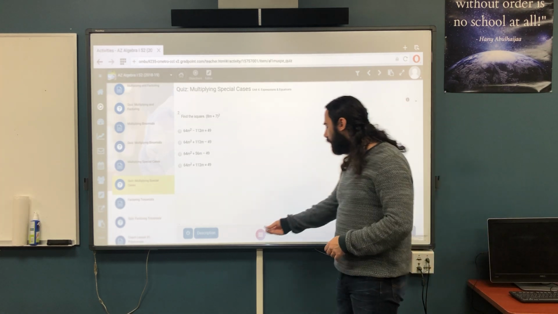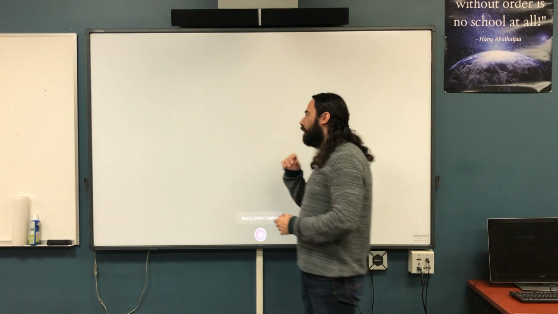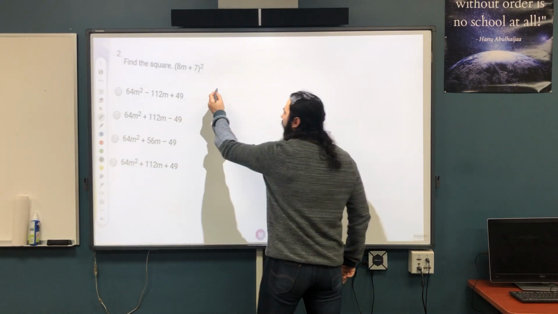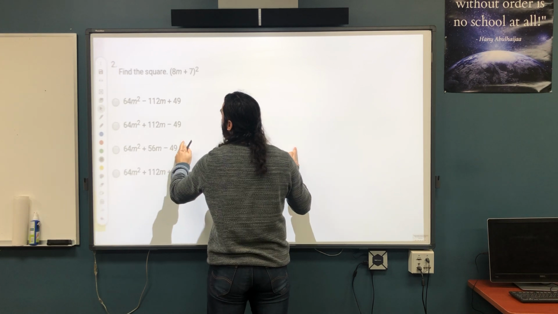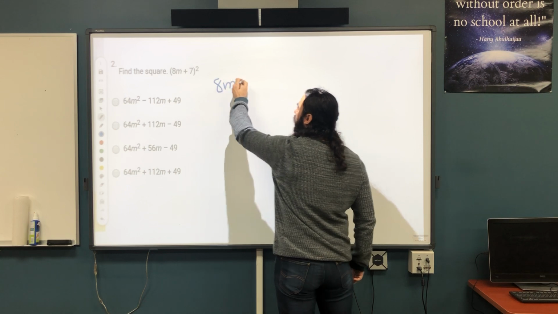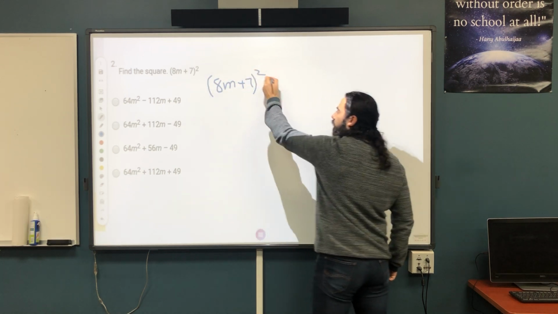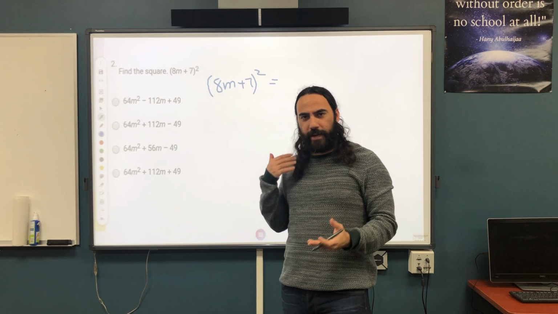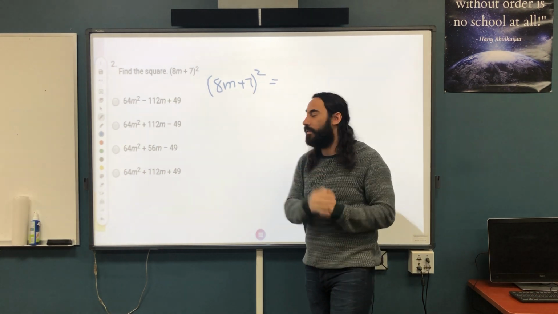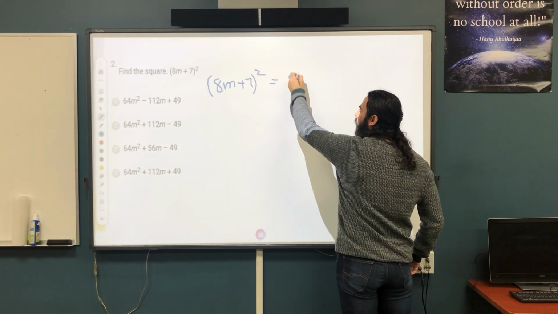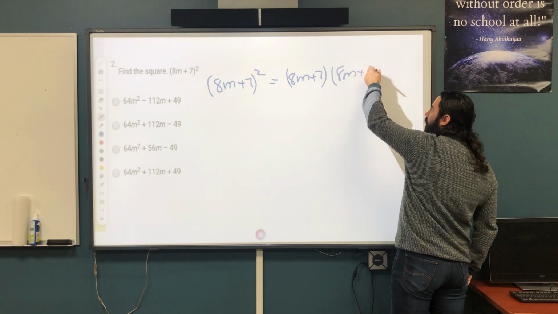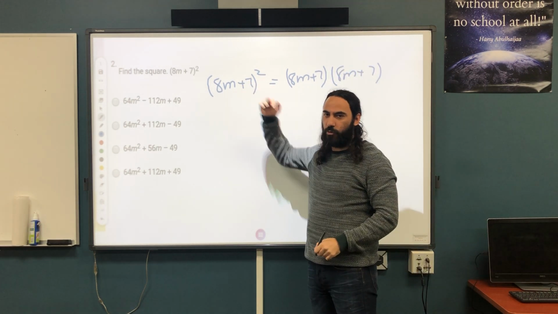Now, find the square of this one. Now we have something like that. Just a sec, I'll fix it. So we have 8m plus 7 squared. Now what does squared mean? Again, as we know, it means that I need to take the same number and multiply it by itself, which means 8m plus 7 times 8m plus 7. And it's the same as if I put it under the square.